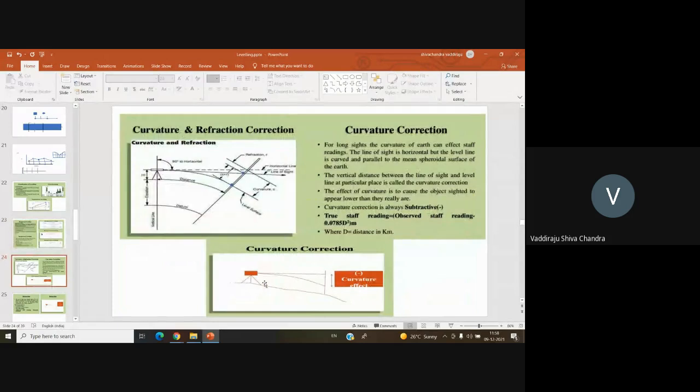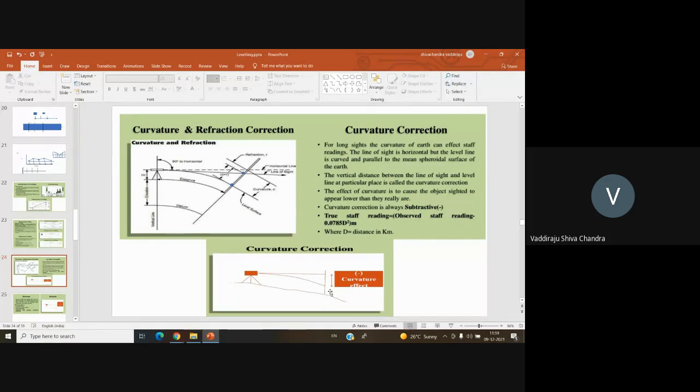Then the curvature and refraction corrections, you can see in this figure. As you're moving away from the instrument setup, you are going to have a curvature effect. Your line of sight is this. It should be parallel, it should be straight. But what happens is the earth is descending further, so you'll be getting an inclination here. That is the effect of curvature. For long sights, the curvature of earth can affect staff readings. The line of sight is horizontal, but the level line is curved and parallel to the mean spheroidal surface of the earth. So actually, when the surface is level, the level line and the line of sight should coincide. But in these scenarios, the line of sight and the level line are not coinciding. This is the level line.